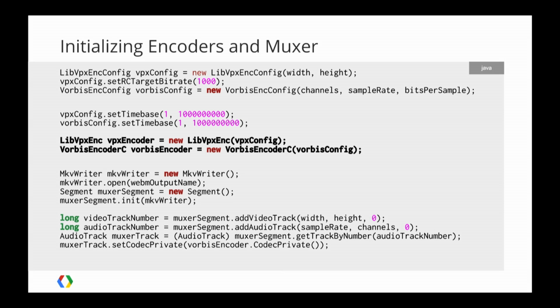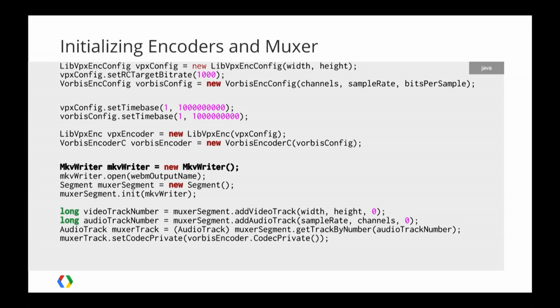Here we're just creating the encoders and passing config objects. Pretty simple. At this point, both the VP8 and the Vorbis encoder are set up. They're ready to start encoding data.